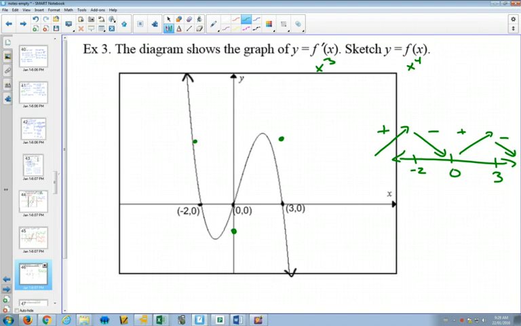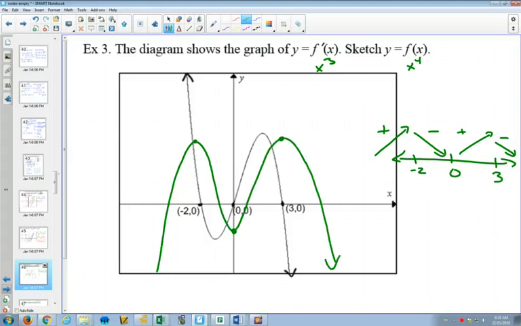I'll randomly put some dots because I need those maximums to be higher than the minimum. That gives me an idea that my graph looks something like this.